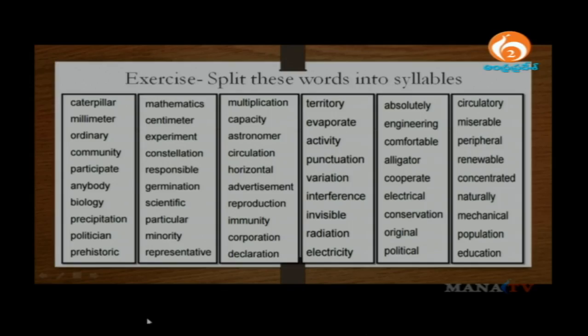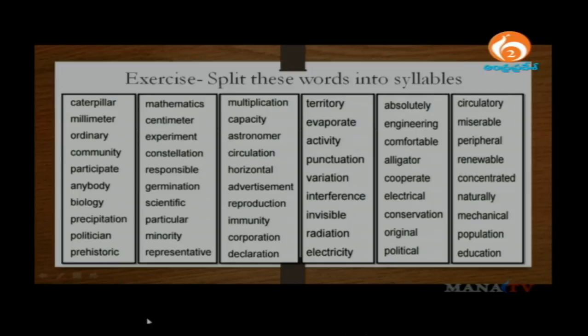If you can see, we have a small exercise where you just have to identify what type of syllables these are. The first one is caterpillar. Is this a single syllable or multi-syllable word? Obviously, it is a multi-syllable word, caterpillar. So we have four uninterrupted sounds.